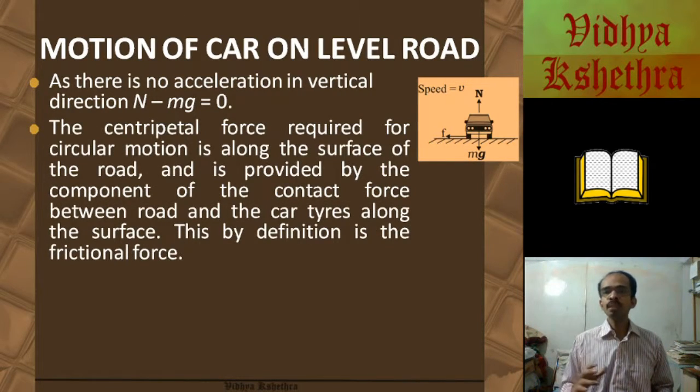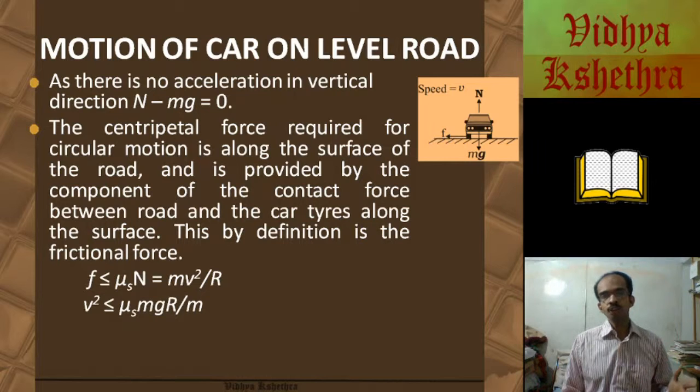Now the centripetal force required for circular motion is along the surface of the road. It is provided by the component of the contact force between the road and the car tires along the surface. This by definition is the frictional force. Hence we can say that the frictional force has to be less than or equal to mu s N, which is equal to mv square by r.